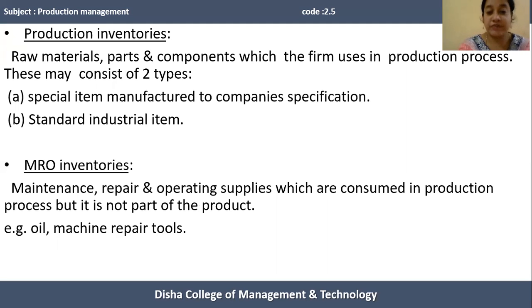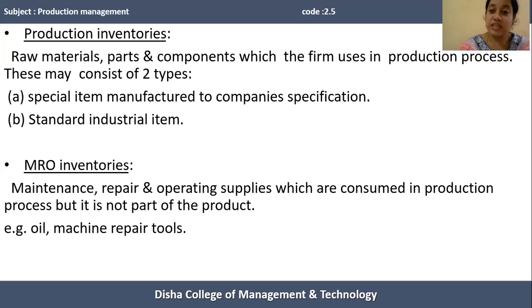First one is the production inventory. The word itself says it. Production inventory means the inventory which is necessary for producing a particular product, meaning the raw materials, certain spare parts, and the components which are necessary for manufacturing a particular product. That inventory is known as production inventory. Raw materials, parts, and components which the firm uses in the production process, the items necessary for producing a particular product, are known as production inventory.